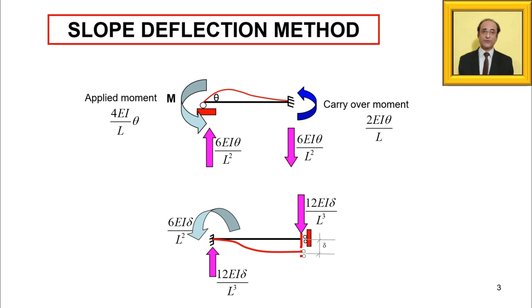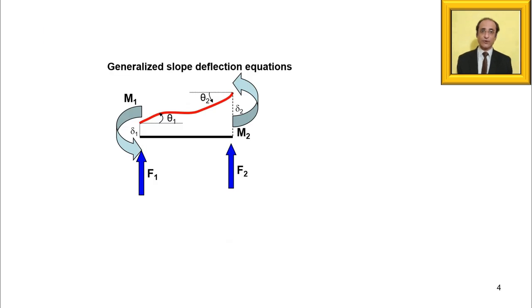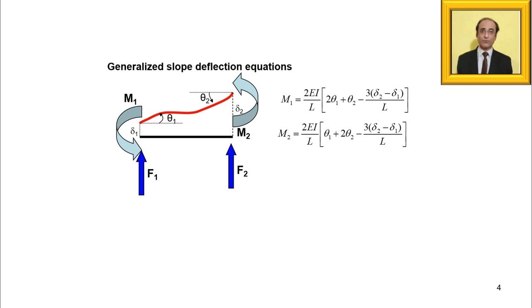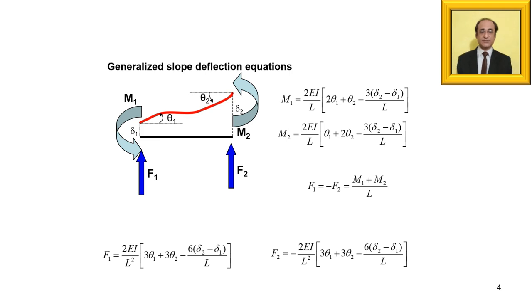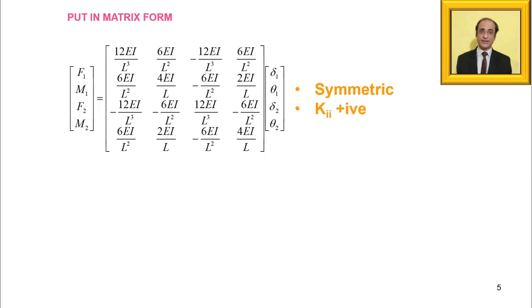These two basic equations can be extended into a more generalized form where we derive the classical slope deflection equation. We have a beam with two ends undergoing the displacements delta 1 and delta 2 and the rotations theta 1 and theta 2, for which we have the standard slope deflection equations. From these we can work out the reaction forces F1 and F2, and then if we rewrite these equations in a matrix form, we obtain the stiffness matrix of the member.